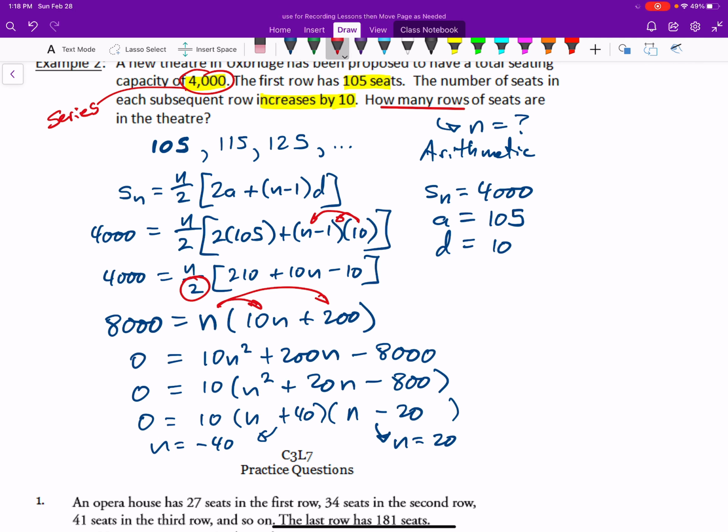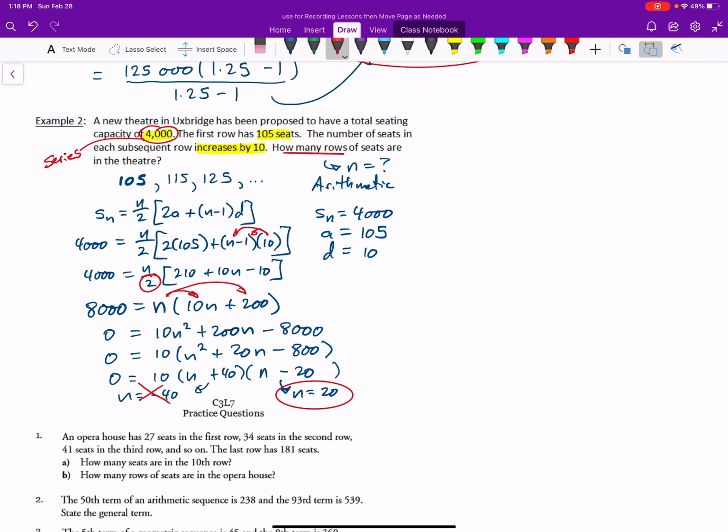Again, this is one of those cases where it's a word problem, so certain things won't make sense. Remember what n is. It's the number of rows in a theater. I can definitely have 20 rows in a theater. I can't have negative 40 rows in a theater. That just doesn't make sense. That's one of those extraneous roots that we're not going to worry about. So the number of rows under these conditions that will give me a total seating capacity of 4,000 is going to turn out to be 20.